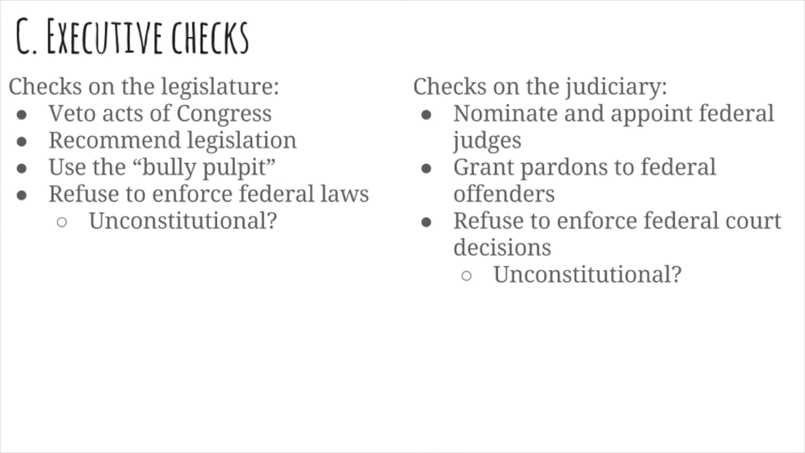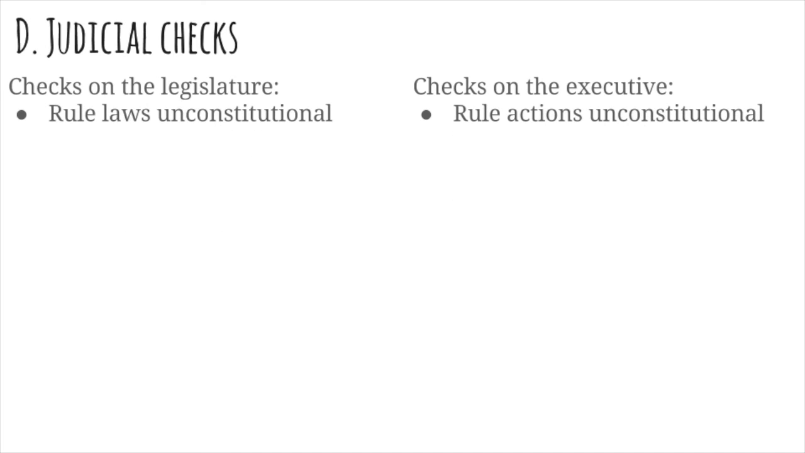And this last one is a little bit of a gray area here. Technically, the president can choose not to enforce certain federal laws if they believe they're unconstitutional, because part of the job of the president is to protect and defend the Constitution. In terms of the judiciary, they can nominate and appoint federal judges, they can grant pardons to federal officials, and the same thing, they can refuse to enforce federal court decisions, again, if they think they're unconstitutional. Again, a gray area. The last one is definitely the easiest.